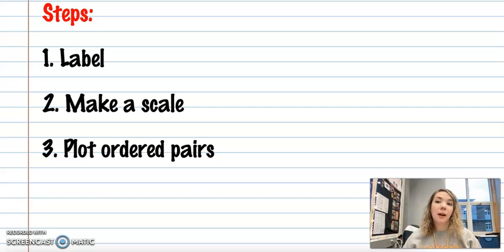I'll show you what that means when we make an example. Step 2 is to make a scale. A lot of times we're going to provide you one, but we also want you to be able to reason through how to make one. We know that can be challenging and it's something we want to work up to, but we will scaffold and put those scales in for you while we're just starting out. But just know making a scale is part of our steps as well. And then the last step is to actually plot our ordered pairs. So we're going to take these steps, keep them in mind, and apply them to a couple of examples.